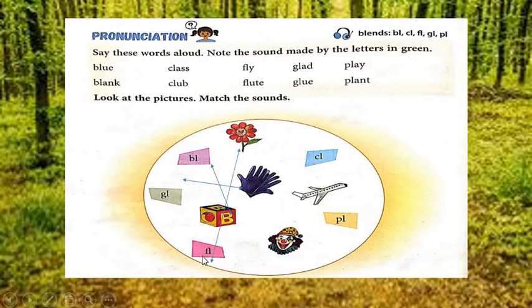Flower. Fl, flower. Okay? Then next, clown. See here, we are matching clown. This is plane, pl, plane. Okay, children. Gl, gloves. Bl, block. Fl, flower. Cl, clown. Pl, plane. Yes, children?